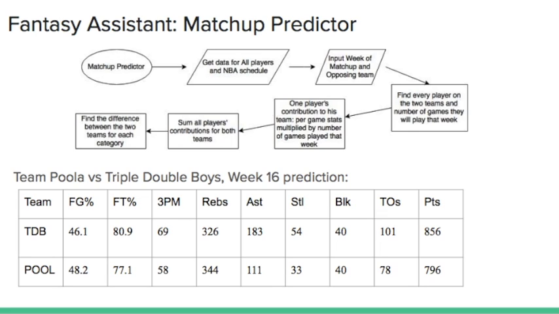Next we found each player's contribution to his team, which is the per game stats multiplied by the number of games that were played that week. And next, the sum of all players' contributions for both teams was calculated. In the last step, we found the difference between the 2 teams for each category. The result for this final step can be displayed below.